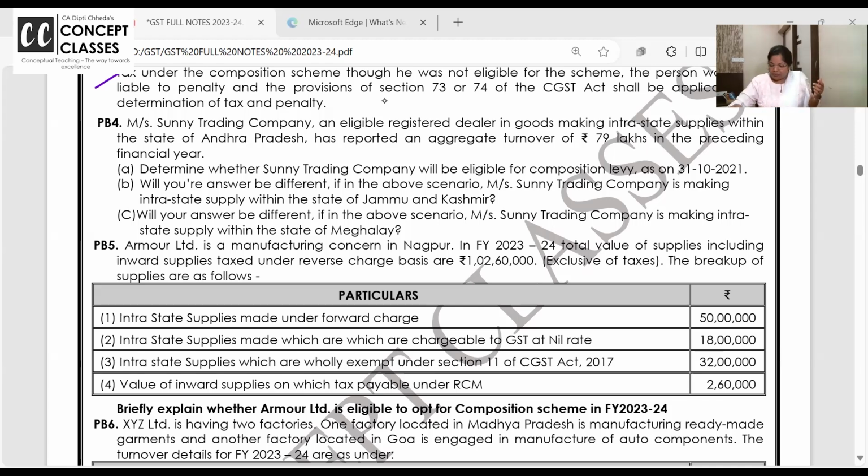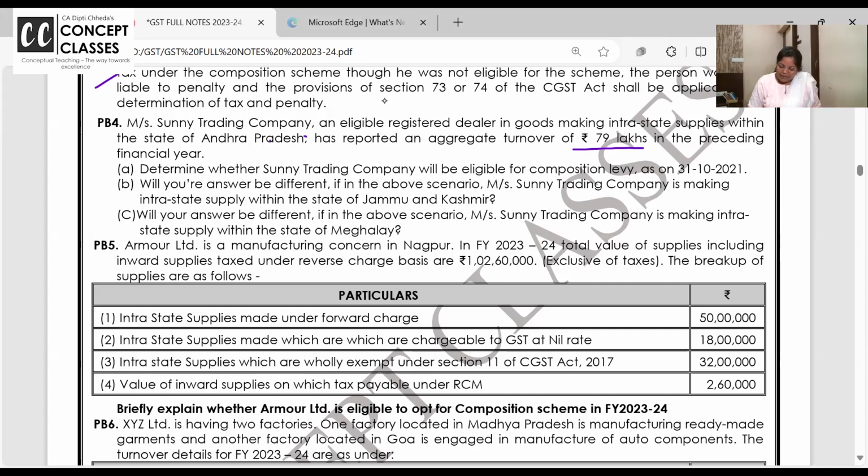Fourth question we are doing right now. Anyone having any doubt or you want to revise once again or clear? Composition scheme: who is eligible, up to what turnover, how to calculate aggregate turnover, what are the rates. Sunny Trading Company, please take part completely in this. We will solve together. Sunny Trading Company, an eligible registered dealer making intrastate supplies within the state of Andhra Pradesh, has reported aggregate turnover of 79 lakhs in the preceding financial year. Determine whether Sunny Trading Company will be eligible for composition levy as on 31st October.